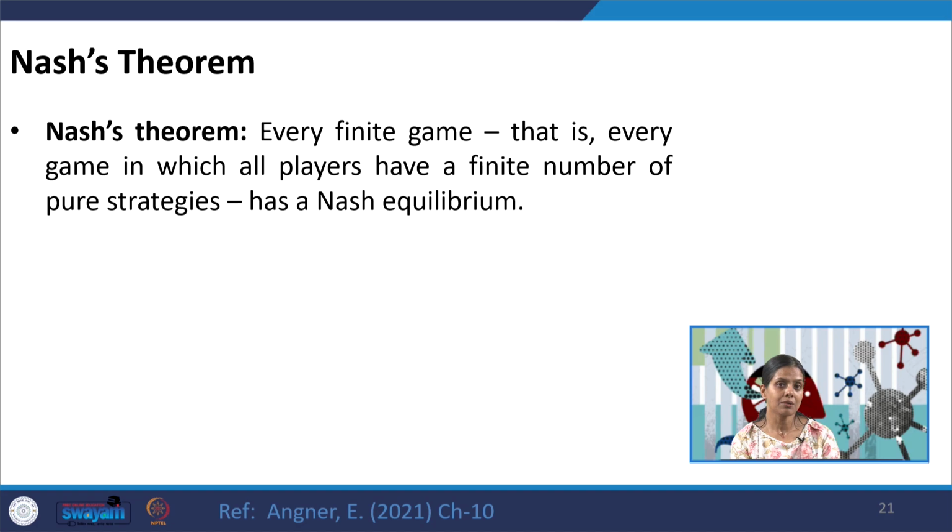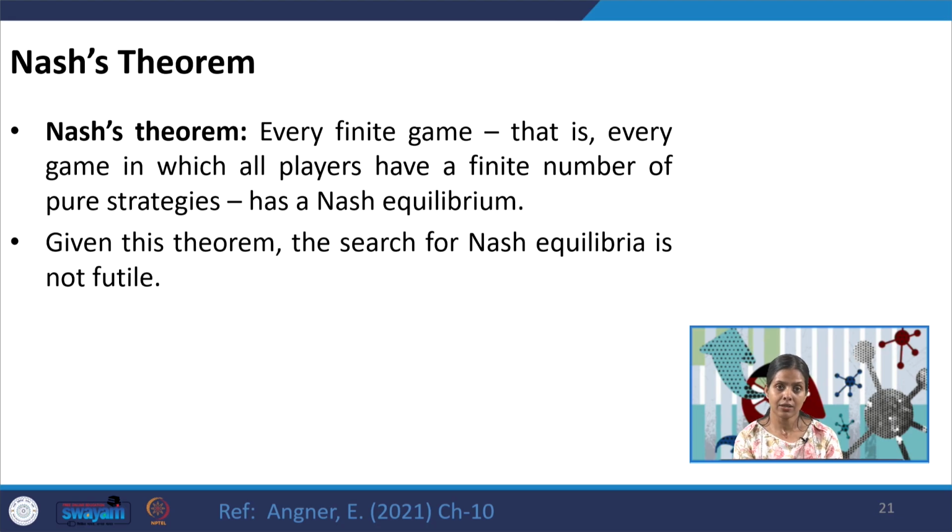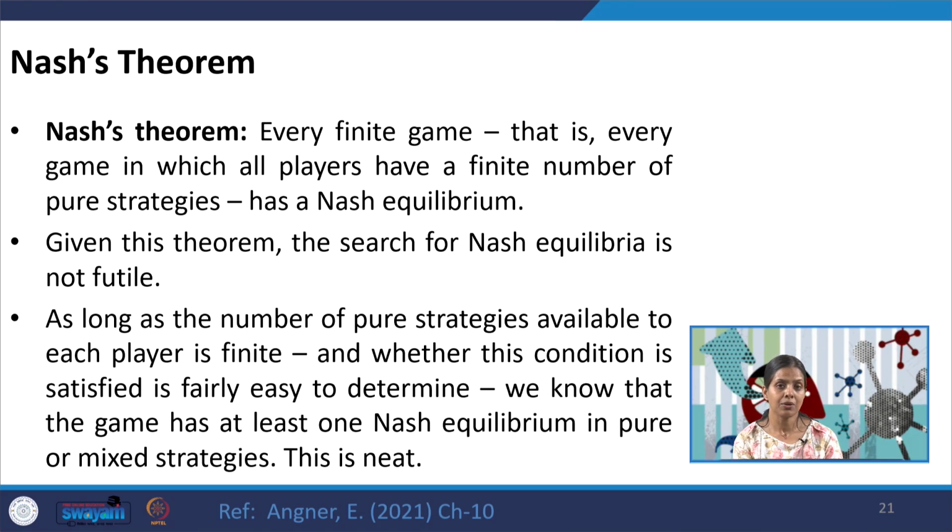And finally, we talk about Nash's theorem. What Nash's theorem says is that every finite game, that is every game in which all players have a finite number of pure strategies, has a Nash equilibrium. Given this theorem, the search for Nash equilibria is not futile. As long as the number of pure strategies available to each player is finite, and whether this condition is satisfied is fairly easy to determine, we know that the game has at least one Nash equilibrium in pure or mixed strategies. That is neat. So, I conclude this module with this note.